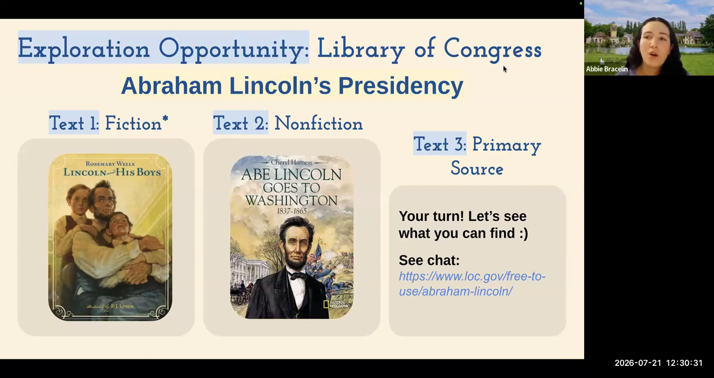It talks a little also about his melancholy as a father, as a president, which is a really interesting point to discuss with maybe a little bit older kiddos. But I think even younger kiddos would understand if you just briefly discuss it. My nonfiction piece is more facts. This is a National Geographic book, and this has some primary sources as well as illustrations in it too.